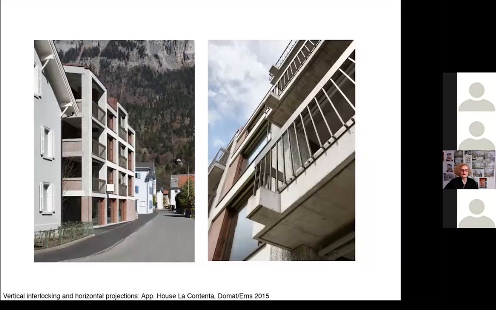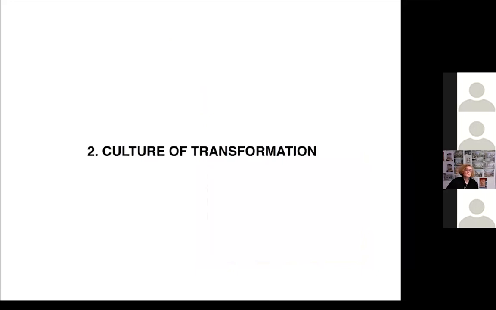Coming to the next category, the so-called culture of transformation. So architecture, I understand as a collection of elements, of architectural instruments that along the times reappear and are always slightly changed. Design processes in that sense are transformation processes in which material of the past consciously and gradually is remodeled into the present.